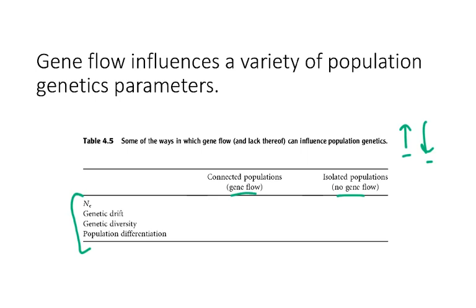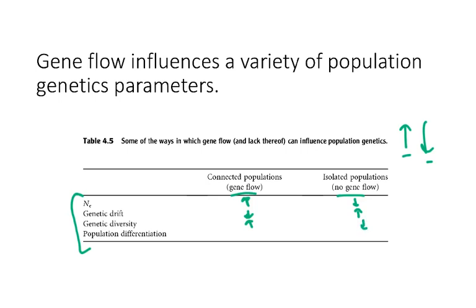So if we walk through this, if we first look at effective population size, if we have gene flow happening, we're going to have a higher effective population size. With isolated populations, we're going to have a lower effective population size. For genetic drift, if we have connected populations with a lot of gene flow, genetic drift is going to have a small effect versus in isolated populations, drift is going to have a really large effect. For genetic diversity, if we have connected populations where gene flow is happening, we're bringing in new alleles, our genetic diversity is going to be high. Versus isolated populations with no gene flow, our genetic diversity is going to be low.